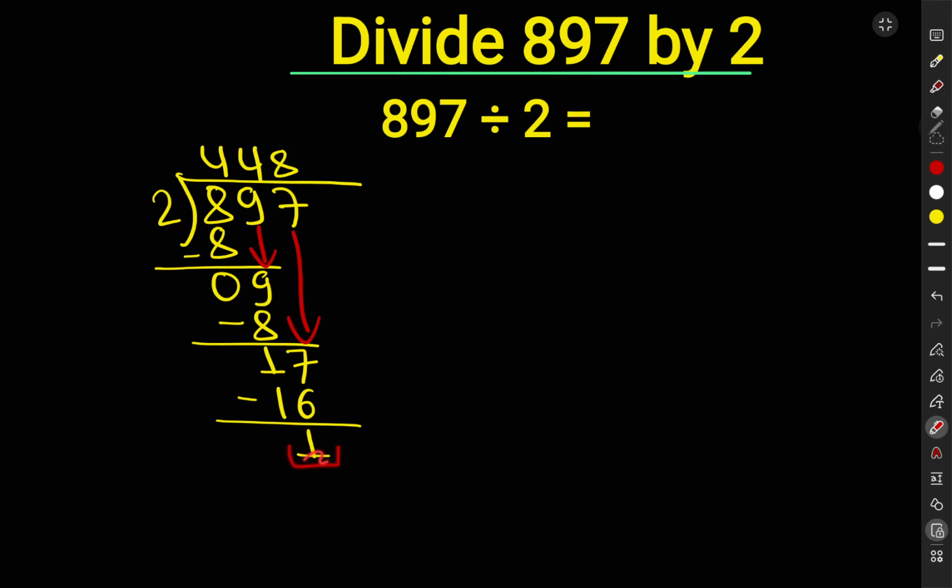So now this 1 is less than 2 and there is no other number to put it down. So we take here decimal so that we put 0. So now it is 10 and 2 times 5 is 10. On subtracting we get 0. So 897 divided by 2 is 448 decimal 5.